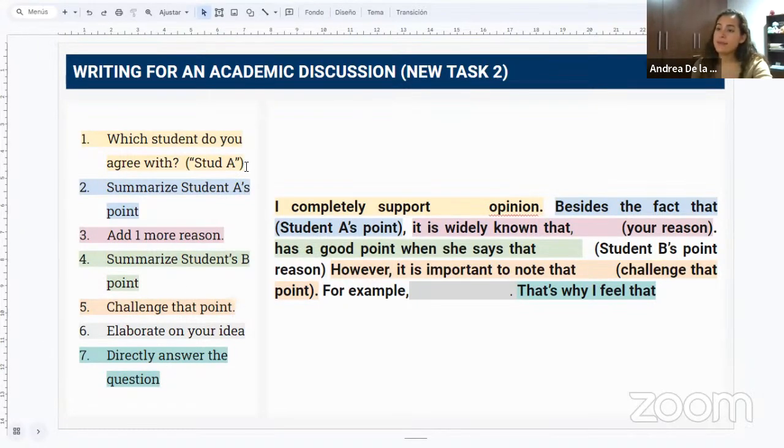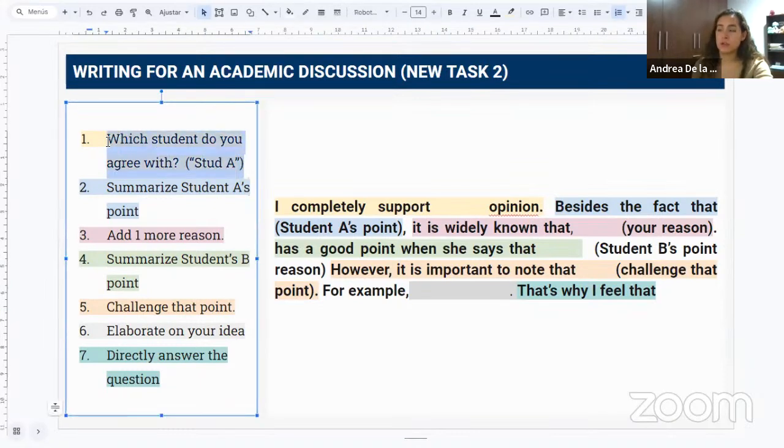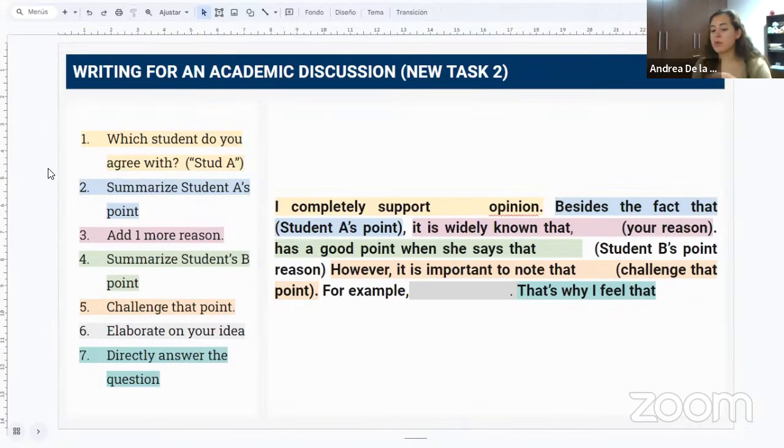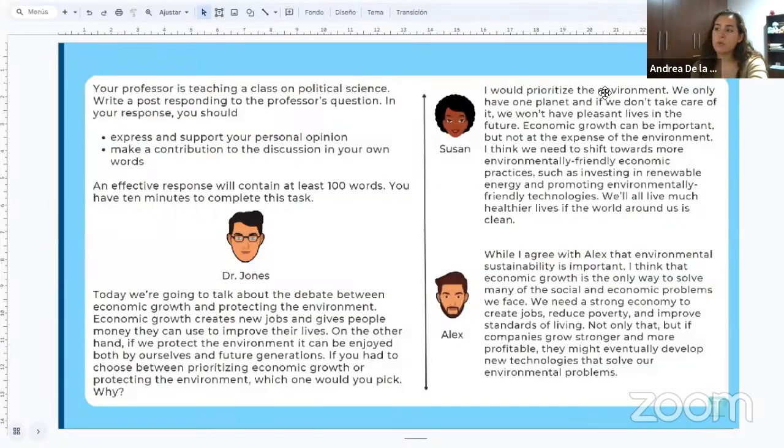Our first element is going to be like a short introduction to our text. And in our first sentence, we're going to say what student we agree with. So do we agree with Susan or do we agree with Alex? Do we think that we should prioritize the environment or economic growth? What do you guys think? What position do we choose?